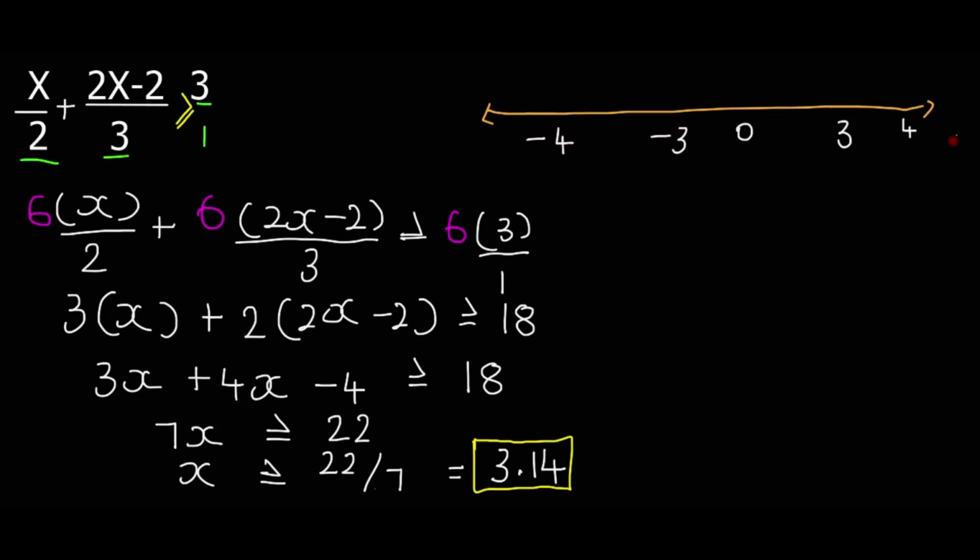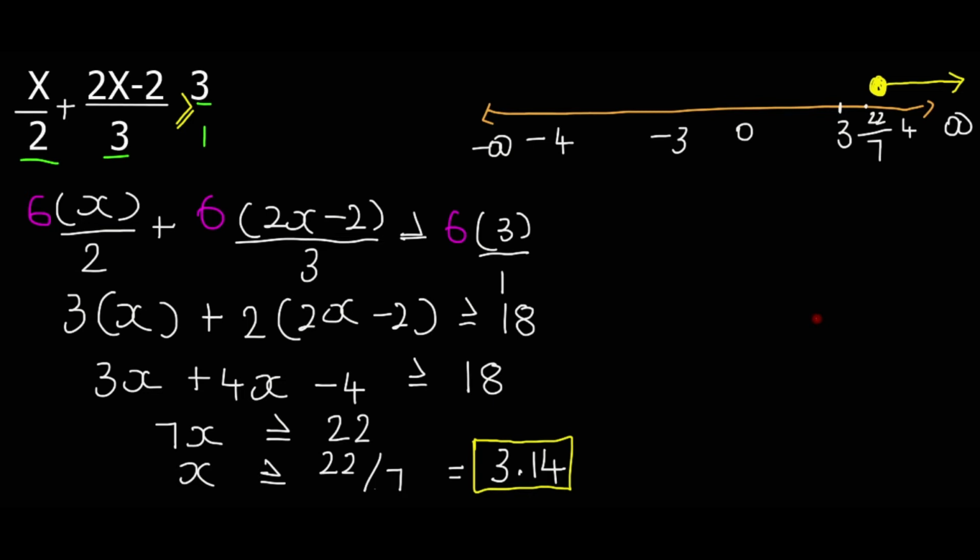And then positive infinity and then negative infinity. So our answer is x is greater than or equal to 3.14. If this is 3, it is already 3.1 something over here, somewhere here. So we already write 22 over 7 here. And then from here, we draw a closed circle because it's greater than or equal, and then because it's greater, it is going in the positive direction.